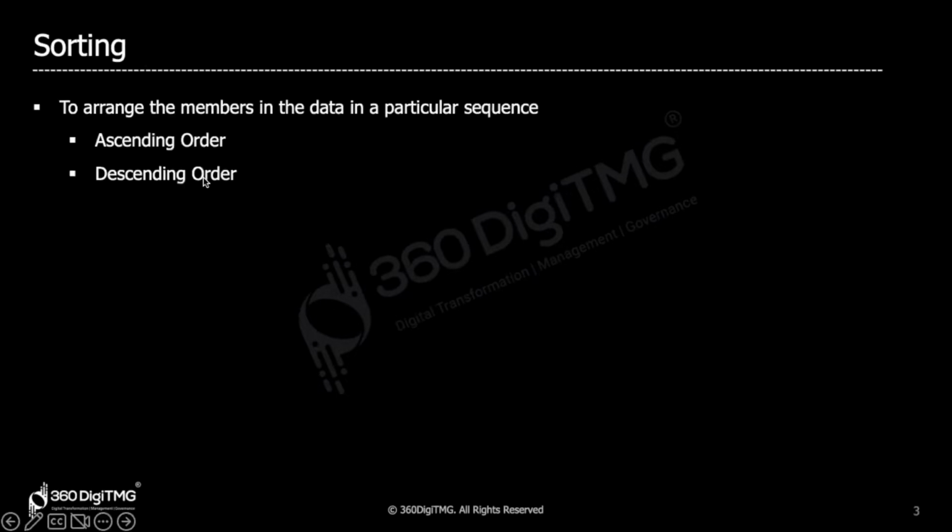So in the previous video, we had looked at geographical maps, which are used to represent geospatial data. Now we're going to talk about how we sort the data in Tableau. What does it mean to sort? It means to arrange the data in a particular sequence. We might want the members arranged in ascending order, descending order, or any sort of random sequence, based on your requirement. So how do we arrange the members in a sequence? That is what sort means.